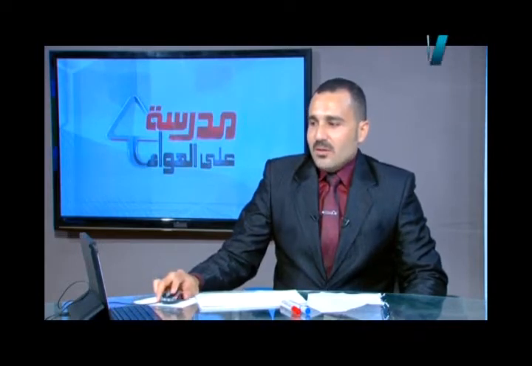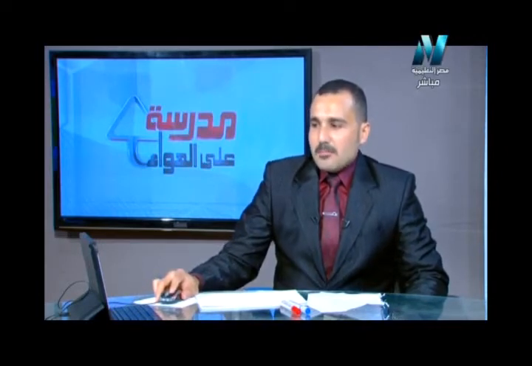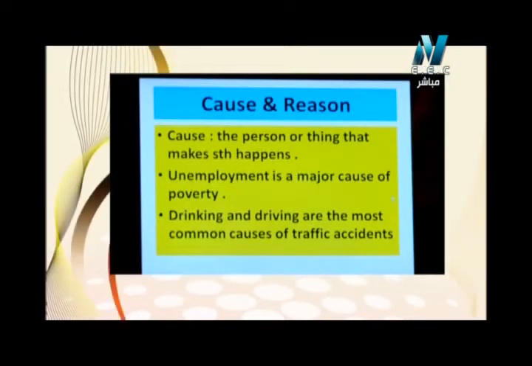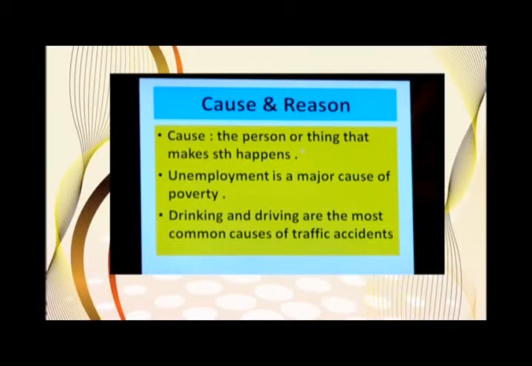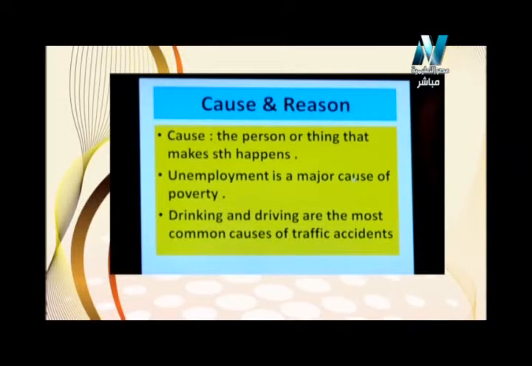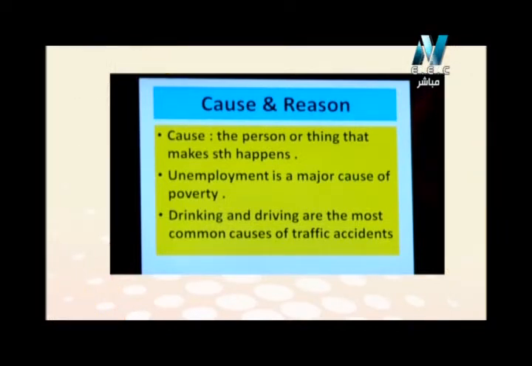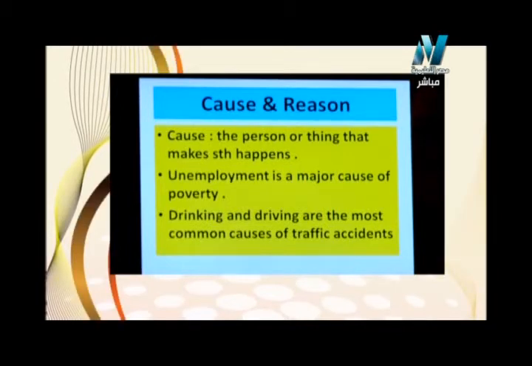Now we're going to deal with the difference between cause and reason. Cause is usually followed by the preposition of. Cause: the person or something that makes something happen. يبقى المسبب لشيء ما يجعل شيء يحدث. And we have an example on that.